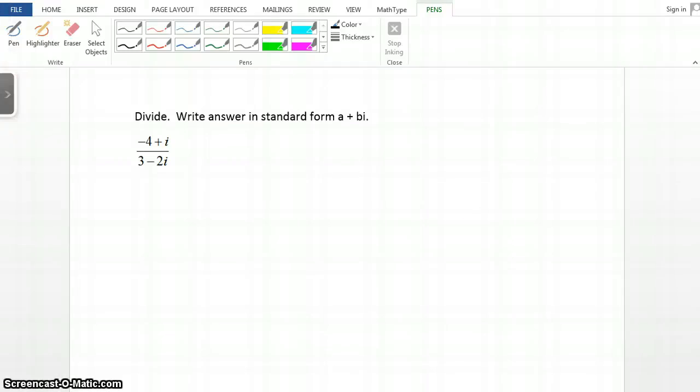Here is an example of dividing complex numbers. We also want to write our answer in standard form. So here are the two complex numbers we're dividing.